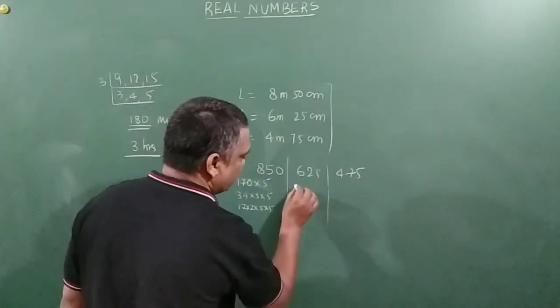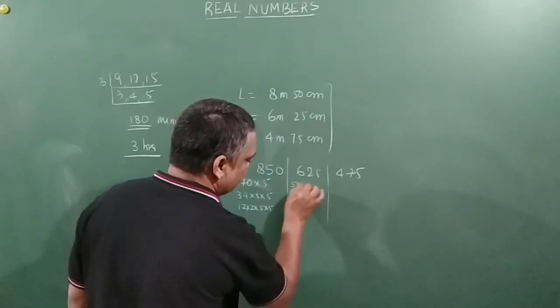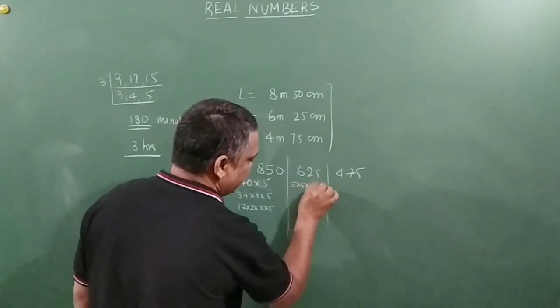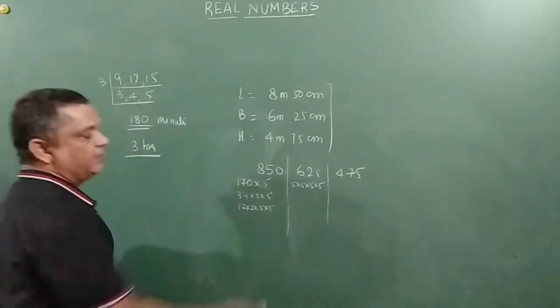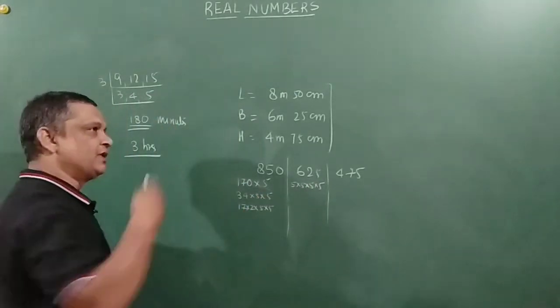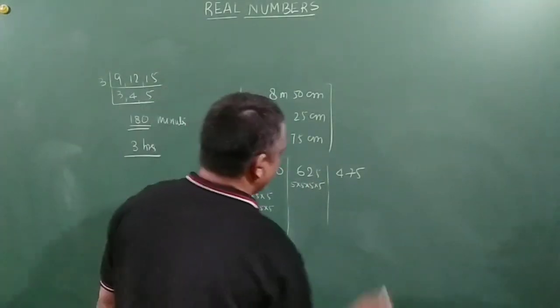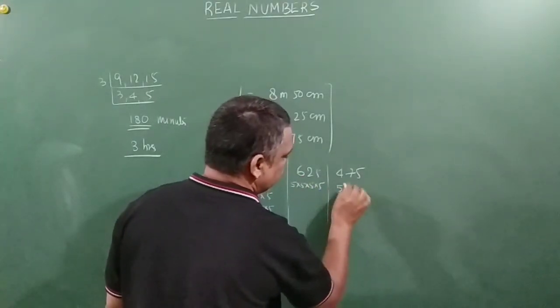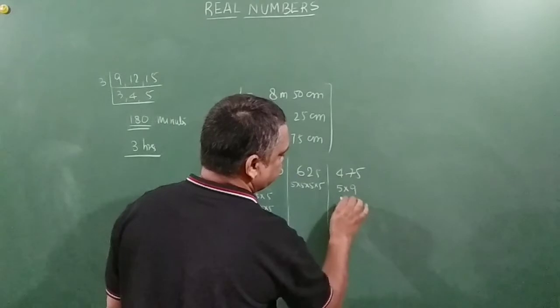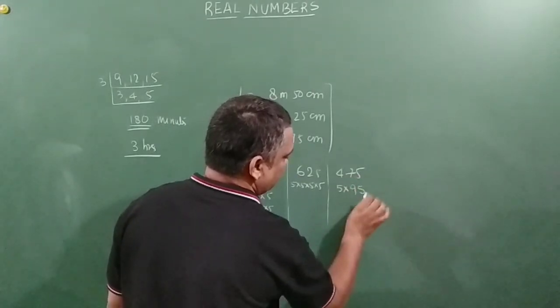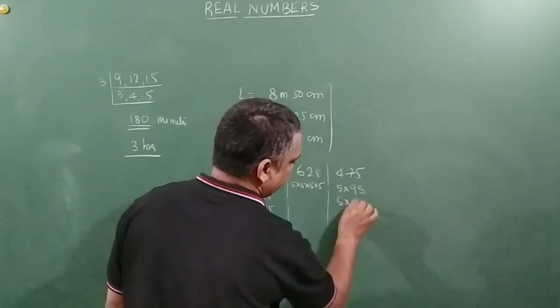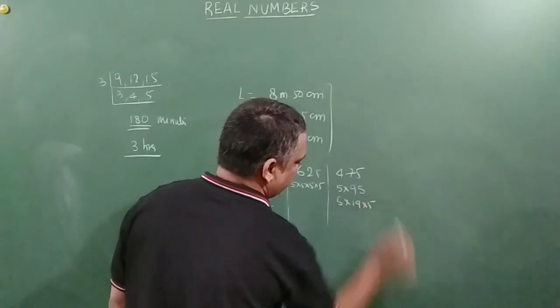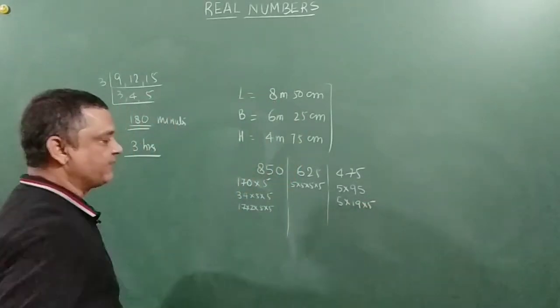625, we know it is 5 into 5 into 5 into 5. Correct? 5 into 5 is 25, into 5 is 125, into 5 is 625. So 475 is 5 into 19 into 5. This also we cannot break further.